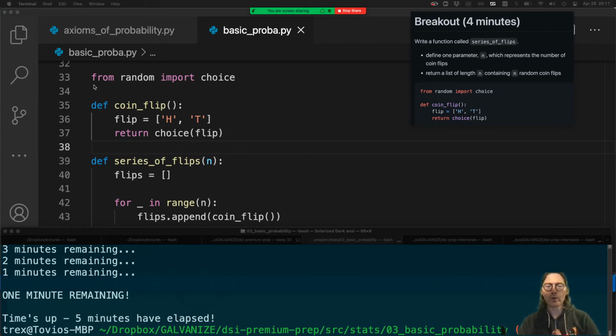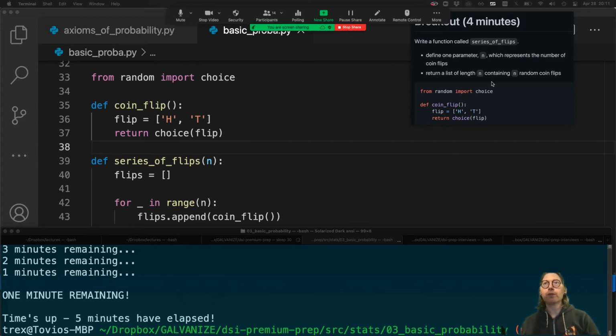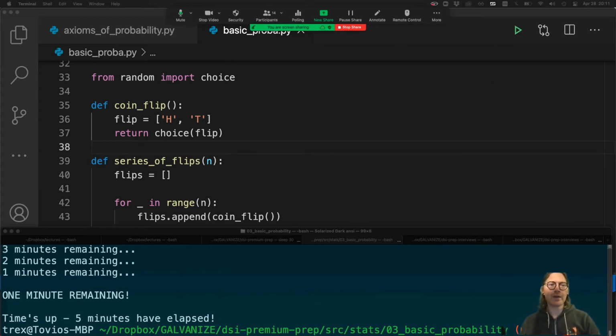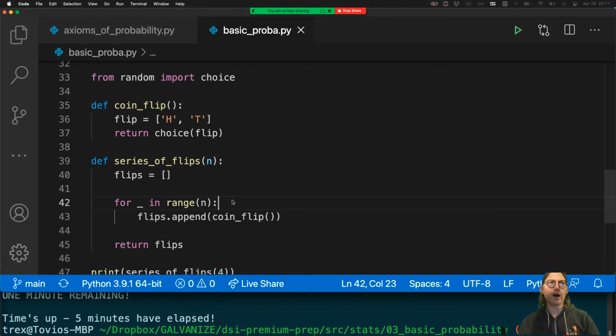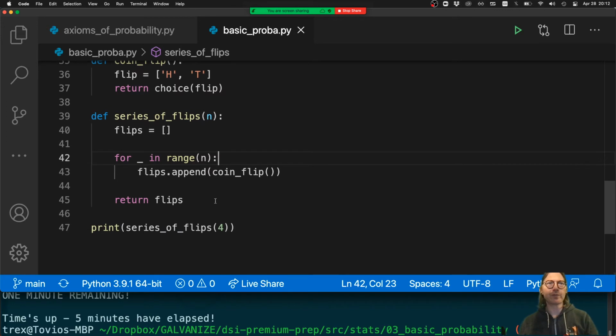Okay, so we're going to get back into it with a breakout. The breakout is going to be sort of a filtering process based on this series of flips function.